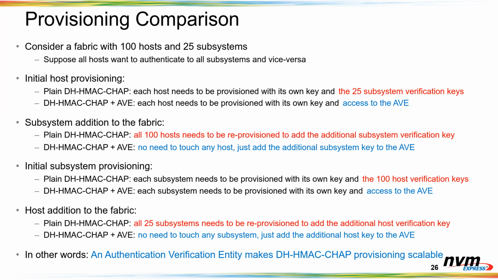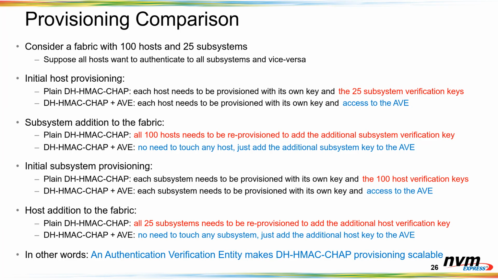This is the heavy part. Every time I change my fabric, I need to re-provision my hosts. If instead I have an AVE, I don't need to touch any host. I just need to add the additional subsystem key to the AVE. That's it. That's why the AVE is a powerful addition to the protocol.